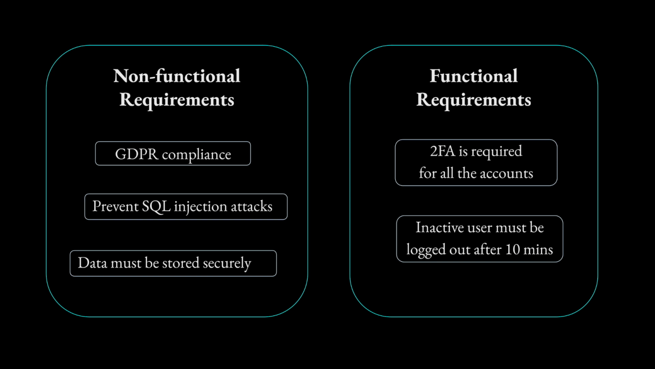Now, some non-functional requirements can be expressed functionally, like two-factor authentication is required for all accounts, and inactive users must be logged out after 10 minutes. These are features that users directly interact with, and they can be implemented using Spring Security. But not all non-functional requirements translate directly to user-facing features. For instance, the system must validate all inputs, or data must be encrypted. That's not something the user can interact with, but it is crucial for the system integrity. So we define them as non-functional requirements.